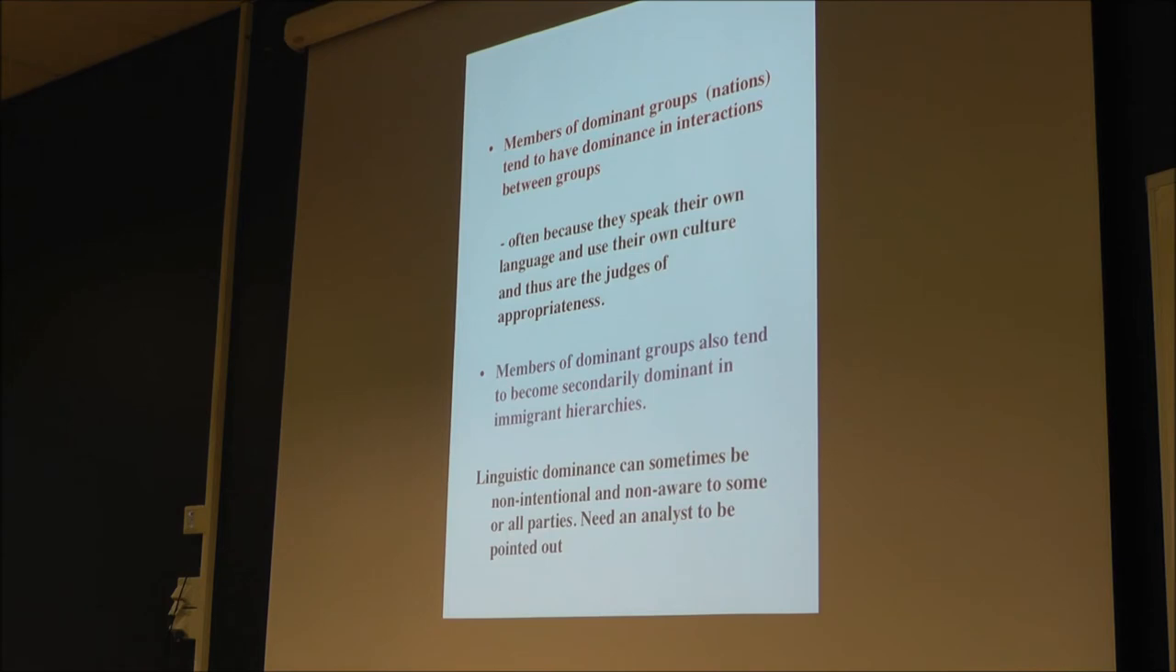Now, if you're a member of one of the dominant groups, let's say you come from England or America, you'll go to an international meeting, and that meeting will be conducted in English. Of course, it will be very easy for you to be dominant. It's your language, it's your culture. You have all these other people who are trying to learn that language and culture, and they only learn it to a certain extent, so of course they are in an underdog position. Because people who are from a dominant nation, dominant culture, speak their own language, use their own culture, they are also then the judges of what is the right way to do things.